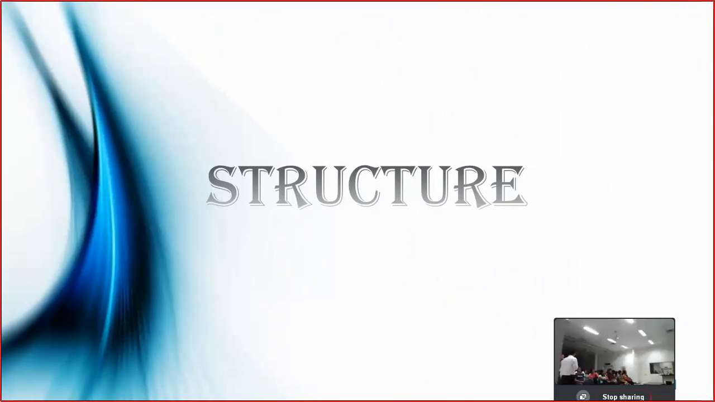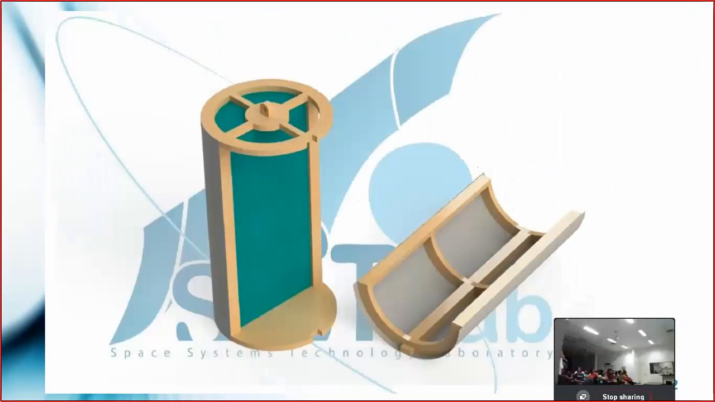Let's talk about the structure. That is the design of our CANSAT structure. When we talk about the structure, we have to talk about many things. Firstly, the inner design and the outer design. The inner design is some ribs and so on, while the outer design is the container or the cover.